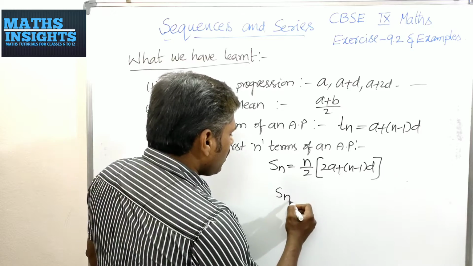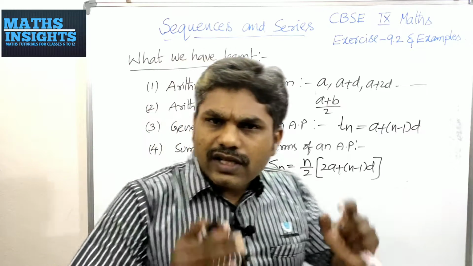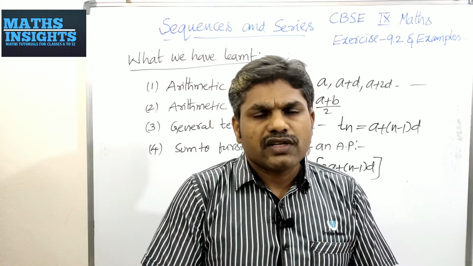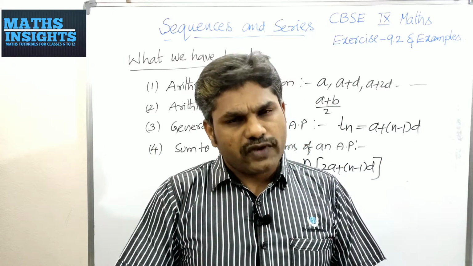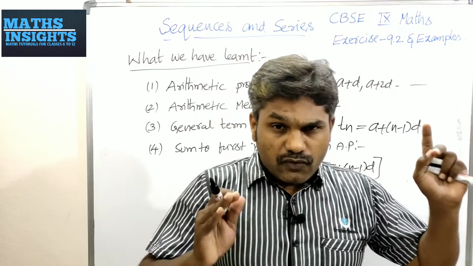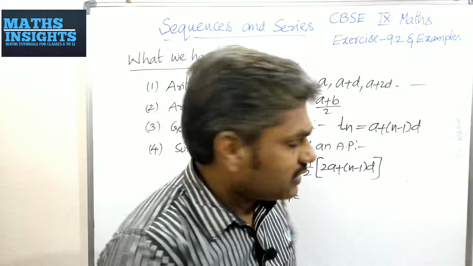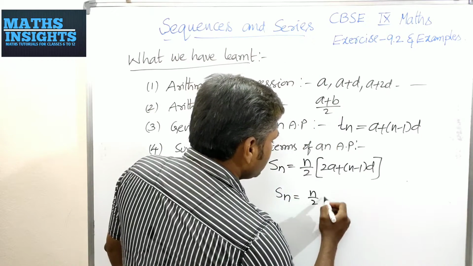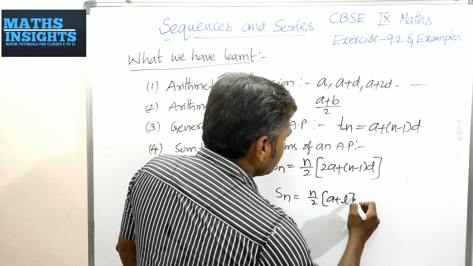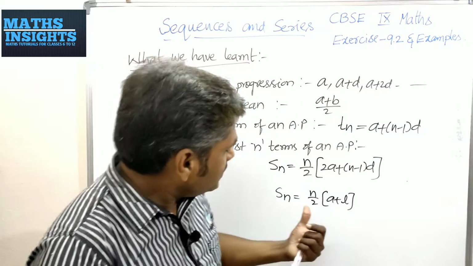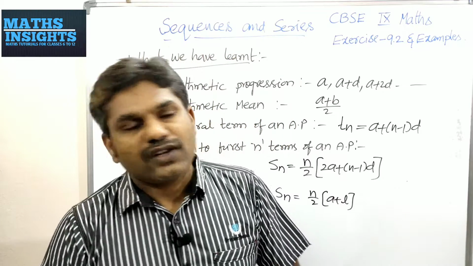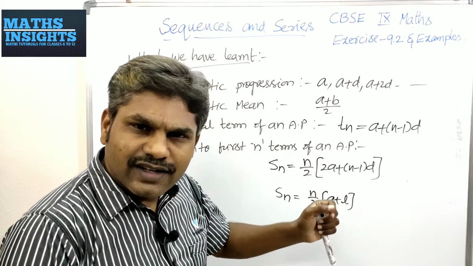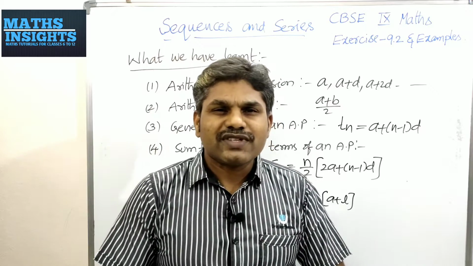And if you know the last term of the arithmetic progression, suppose 5 terms are there and you are going to find the sum of those 5 terms, if you know the first and last term, then the formula is n by 2 into (a plus l), where a is the first term and l is the last term of the arithmetic progression. Now all these are clear. Shall we start to solve the problems?